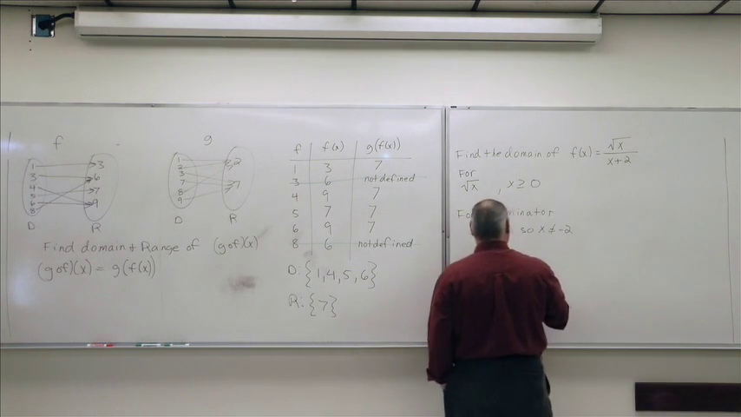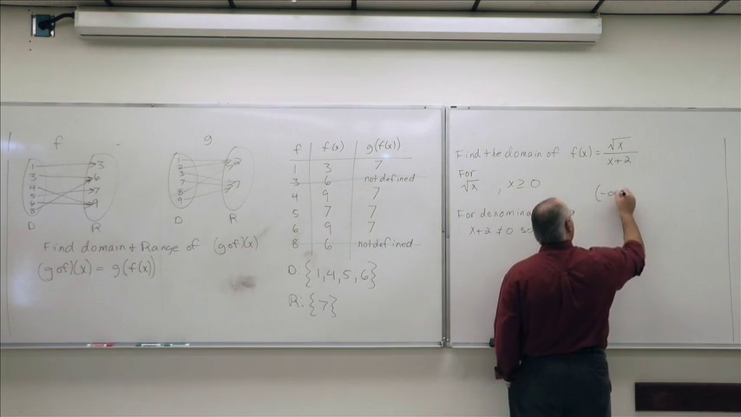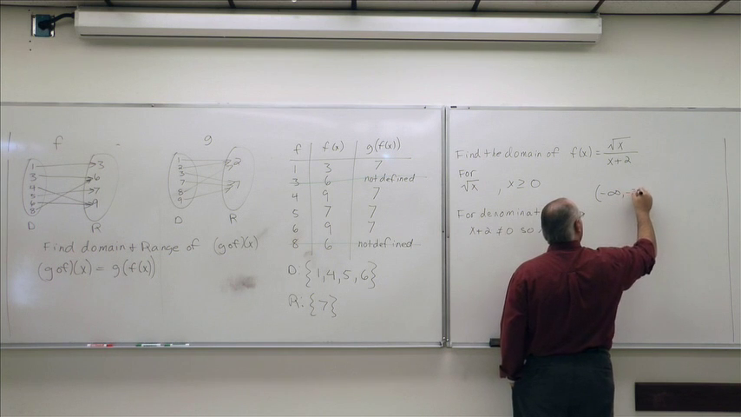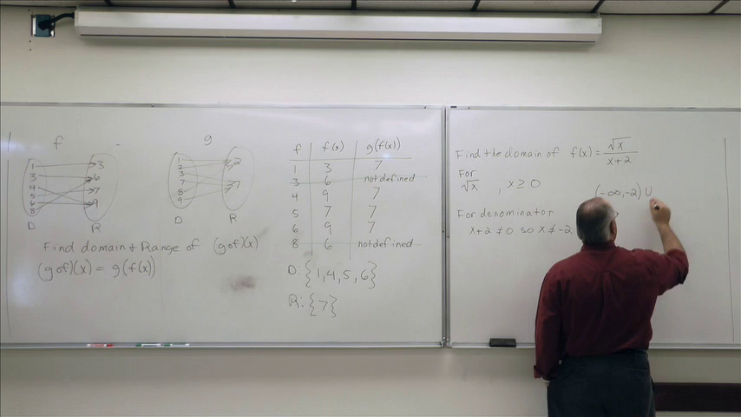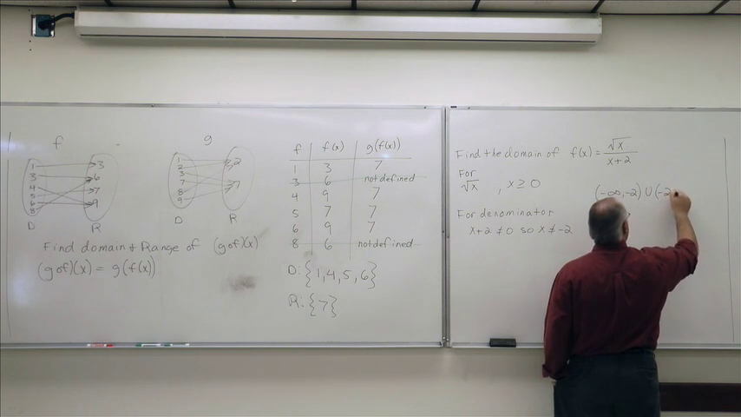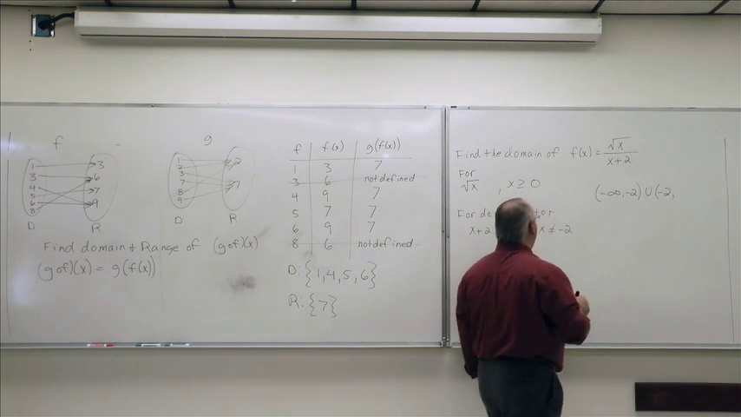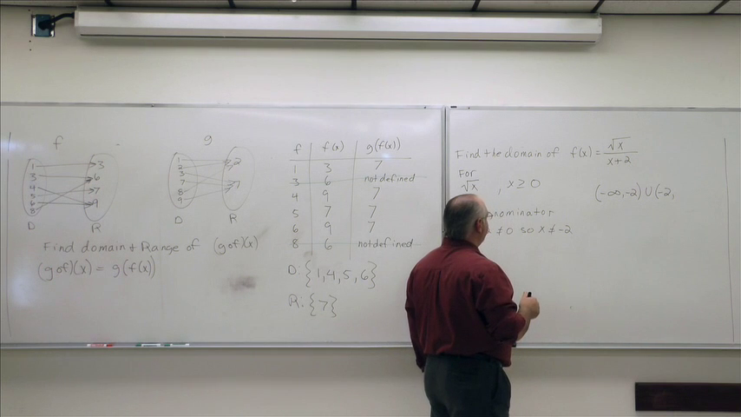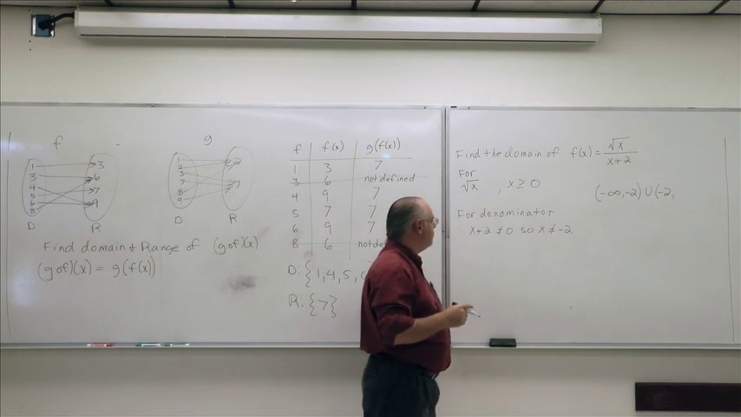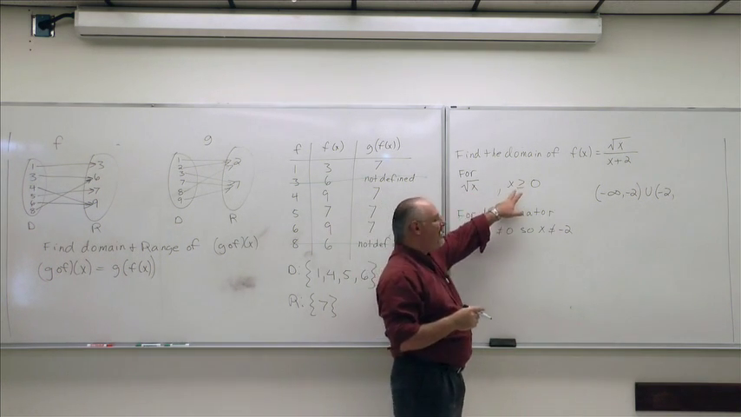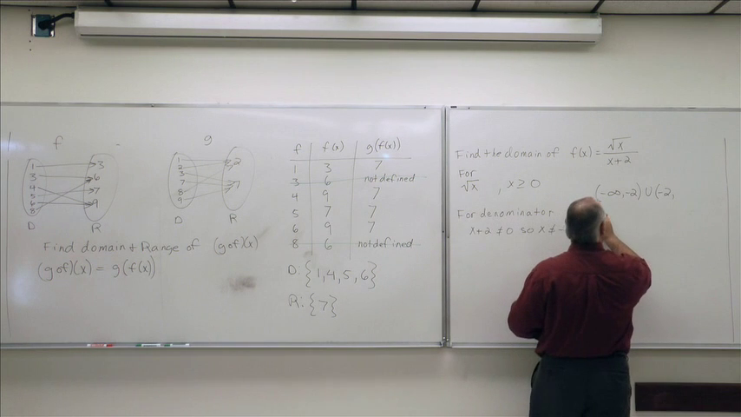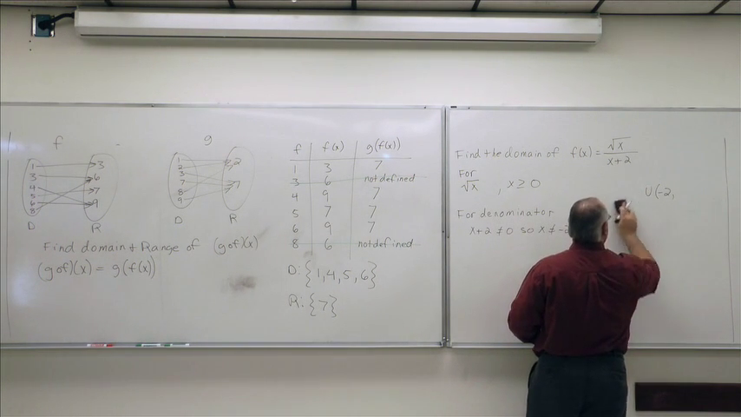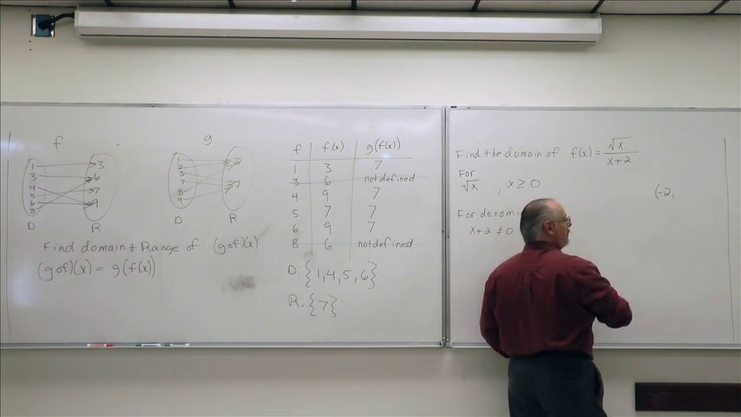Parentheses, negative infinity, negative 2, parentheses, union, negative 2, parentheses. Okay, sure about that? Because remember, x has to be greater than 0. Oh, yeah, so I just take away the first part before the union, and it'd just be negative 2 to infinity.